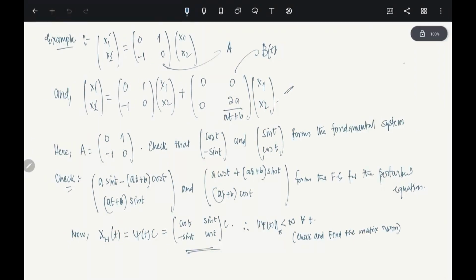So check: the norm of B(t) is bounded for all t. You see what B(t) is? B(t) is this matrix: 0, 0, 0, 2a by (at plus b). You just find out what the matrix norm is. Again, calculate it, and you show that this is bounded.